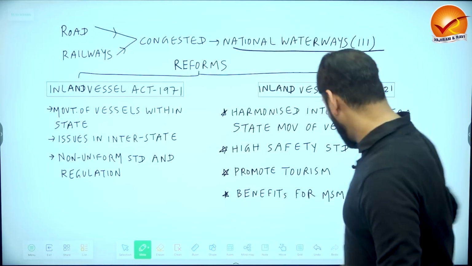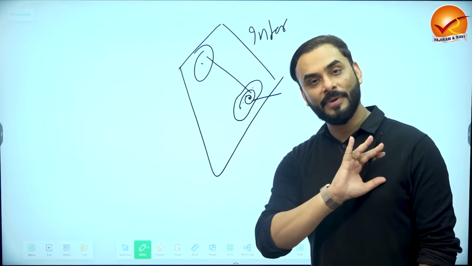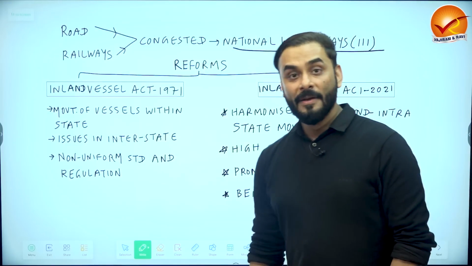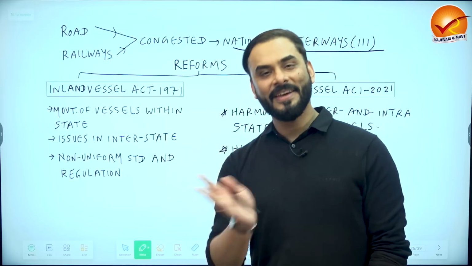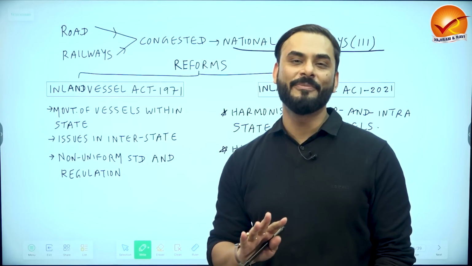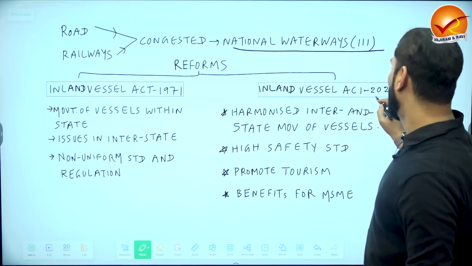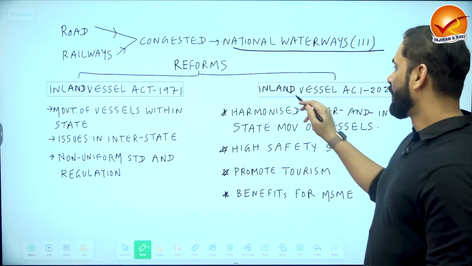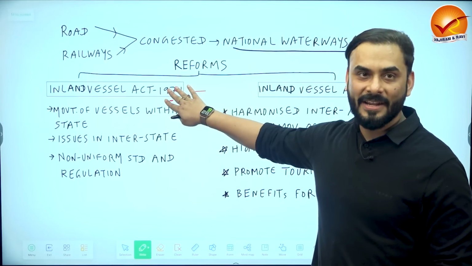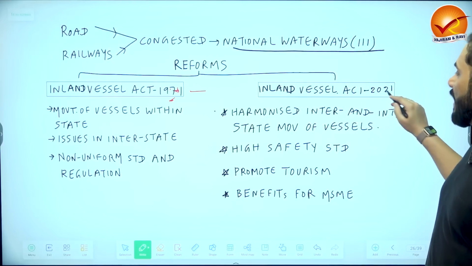But when the ship used to go outside the state, this act did not have much clarity. There was a gray area. There always used to be conflict, right? Plus, every state used to create their own rules and regulations related to movement of ships. So there was no uniformity in the country related to movement of ships. So the Government of India in 2021, last year, passed a new act, and the old act has now become invalid. The new act is called Inland Vessel Act 2021.